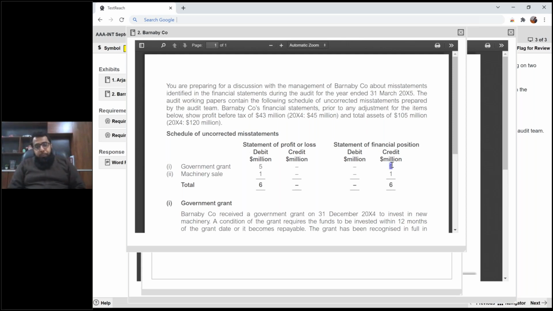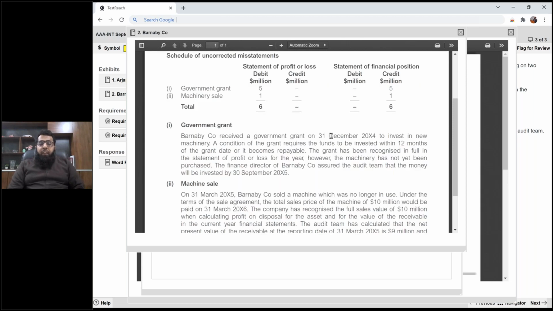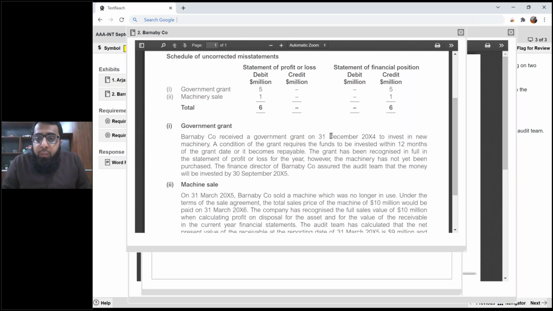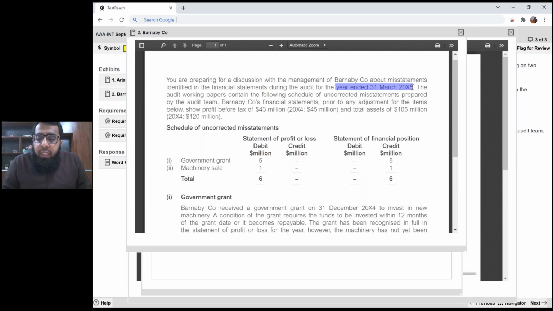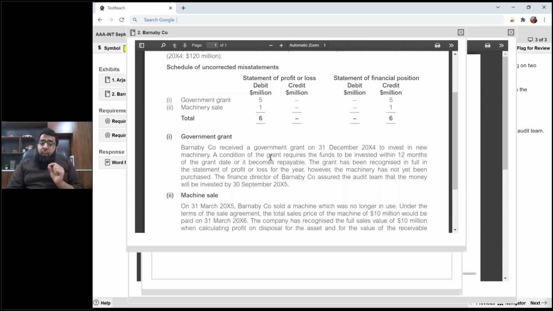Now let's read this government grant issue. Banner B Company receives a government grant on 31st of December 2004. Our year end is 31st March 2005. They have received the grant on 31st December to invest in new machinery. A condition of the grant requires the funds to be invested within 12 months of the grant date or it becomes repayable. The grant has been recognized in full in the statement of profit or loss for the year. However, the machinery has not yet been purchased. The finance director of Banner B Company assured the audit team that the money will be invested by 30th September 2005.